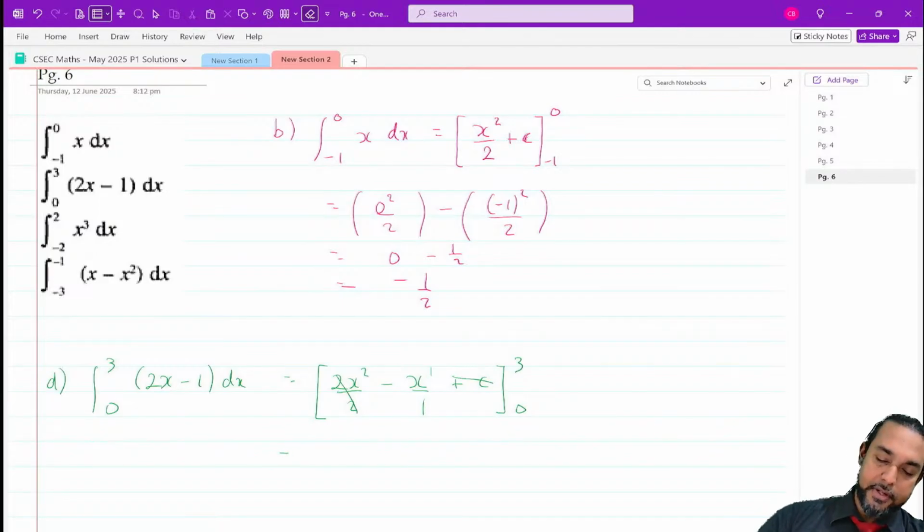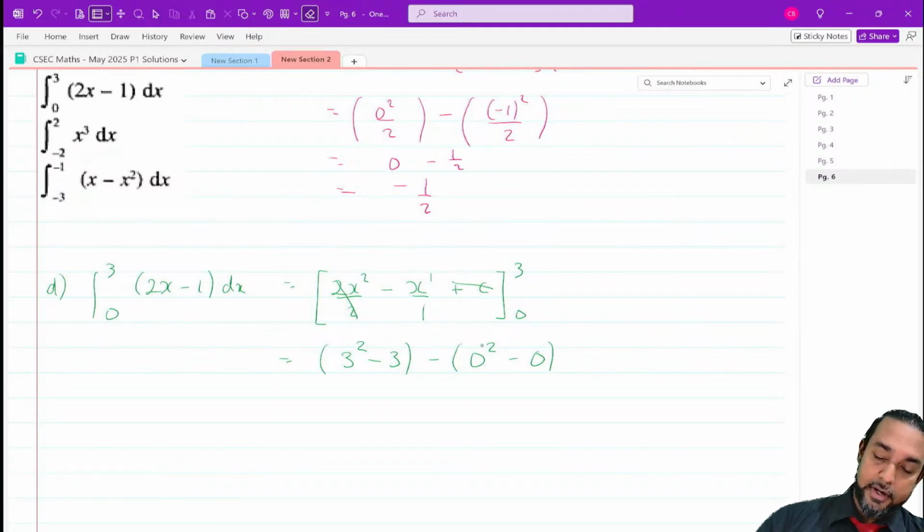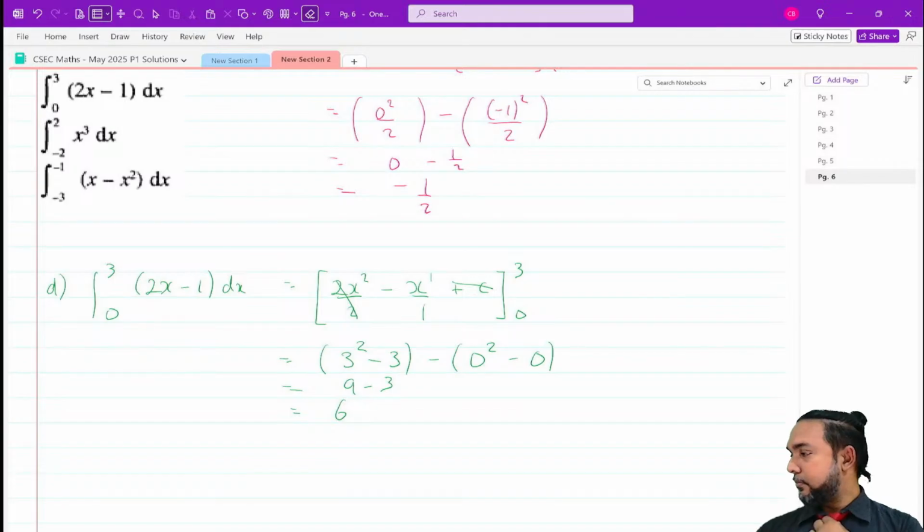So that's 3 squared minus 3 minus 0 squared minus 0, which is a waste of time. That's why I say disregard when 0 is one of the limits, especially if it's the second, lower limit. Now 3 squared is 9. 9 minus 3 is 6. All right, are we good with that one?